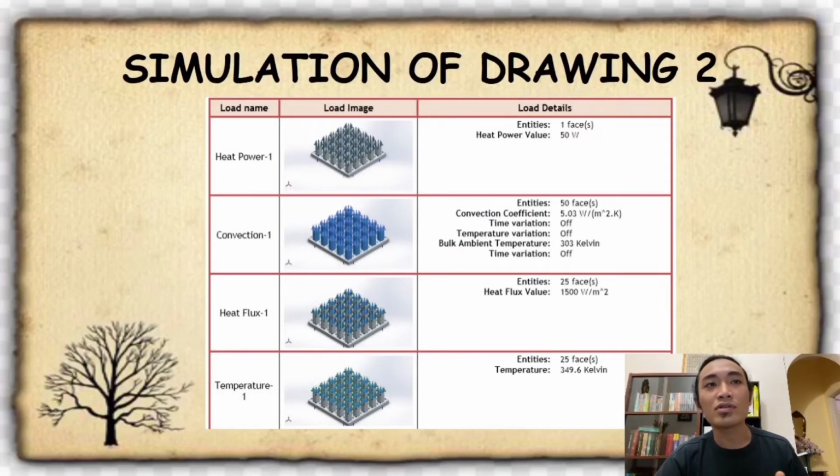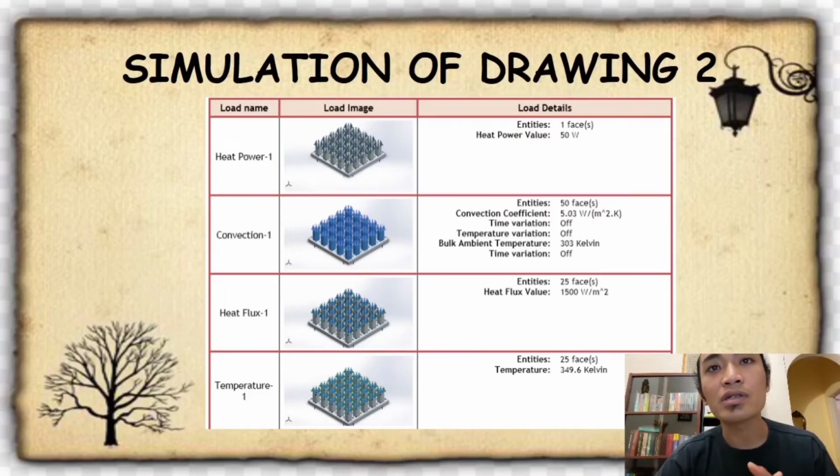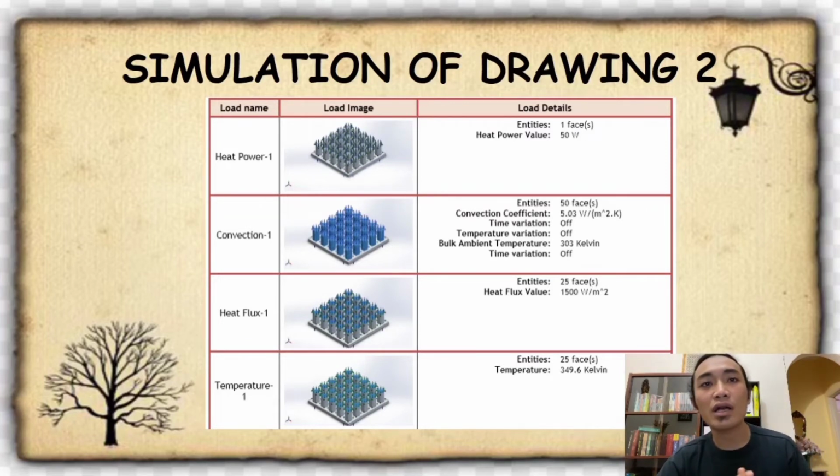Assalamualaikum warahmatullahi wabarakatuh. For the simulation of drawing number 2, for the first one, the load is heat power, entities in one face, using the heat power value which is 50 watt. For the second one, convection, entities 50 faces, which consists of the 50 cylinders inside. The convection coefficient is 5.03 watt per meter squared Kelvin, and the bulk ambient temperature is 303 Kelvin.